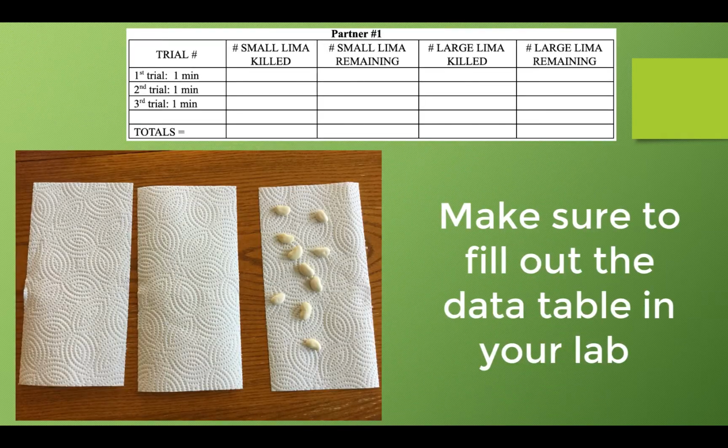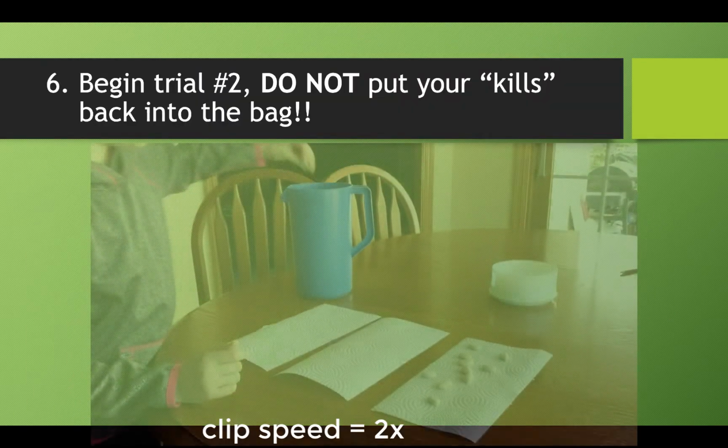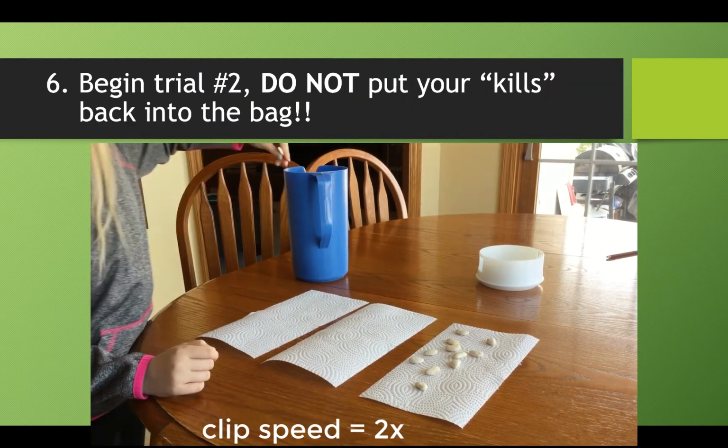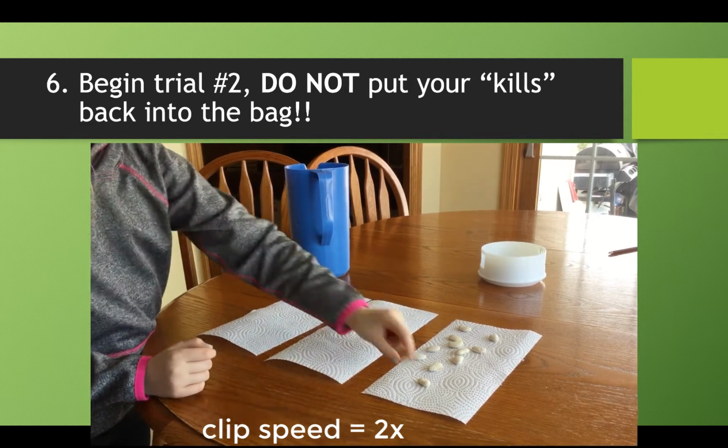So you can see after this first trial that no small lima beans were collected or killed. So that means there's still 30 small lima beans in the container. We were able to get 10 large lima beans, which means there are still 20 large lima beans in the container. Remember, we started with 30 small and 30 large lima beans. We're going to do this again for a second 1 minute trial.